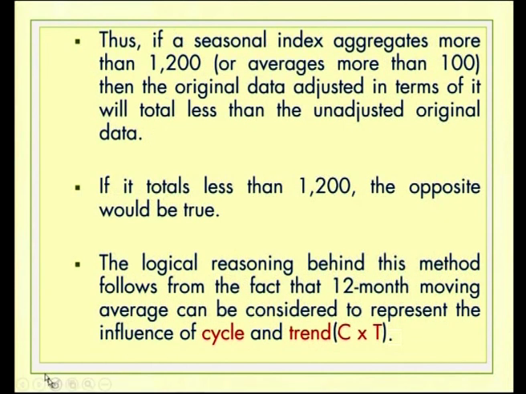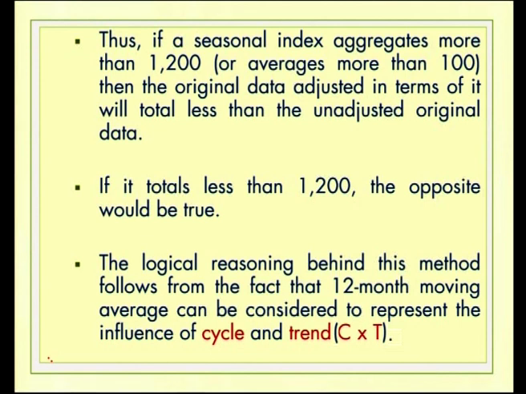Thus, if a seasonal index aggregates more than 1200 or averages more than 100, then original data adjusted in terms of it will total less than the unadjusted original data. If it totals less than 1200, the opposite would be true for the unadjusted original data.